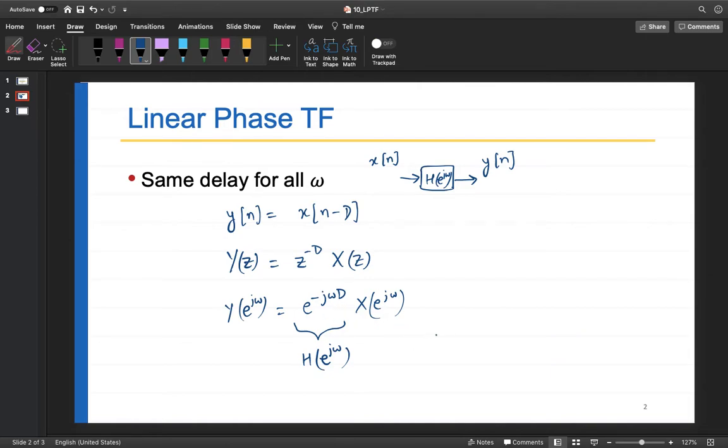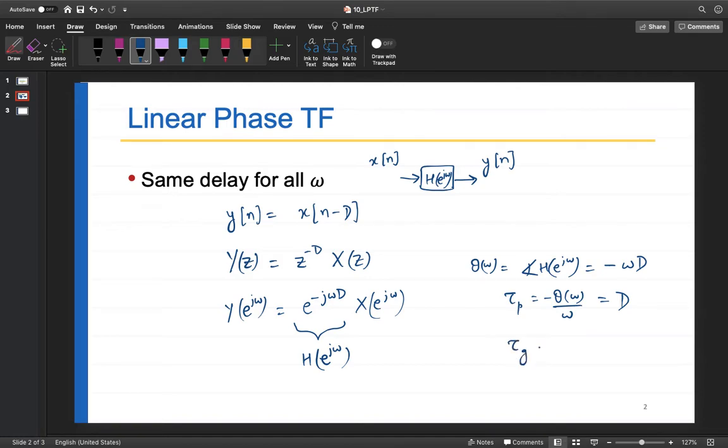For this system, my angle of H(e^(jω)) is equal to how much? This is equal to minus omega capital D, right? This is also called theta of omega, right? Now, what is my phase delay? Phase delay is simply minus theta of omega upon omega. This is equal to capital D.